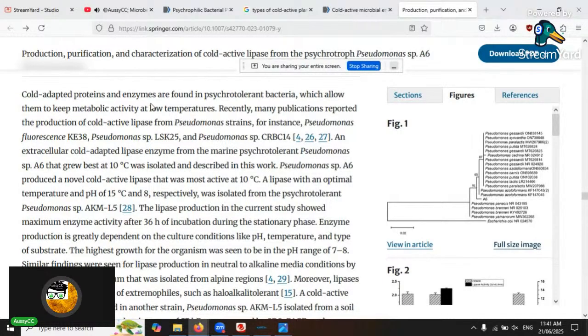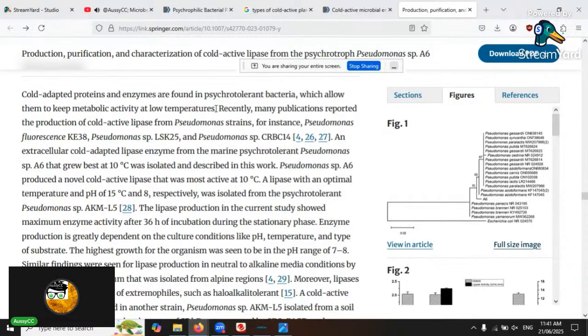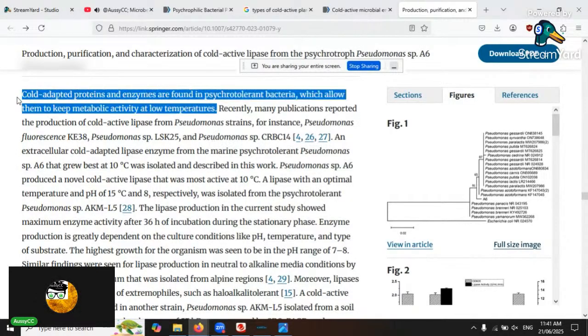Cold-adapted proteins and enzymes are found in psychrophilic bacteria, which allow them to keep metabolic activity at low temperatures. That's what I would like to have said at the start. Actually, copy that. I'll put that in later on. That's exactly why I'm interested in it. Proteins and enzymes. I didn't mention proteins. I'll leave that highlighted because I like that.